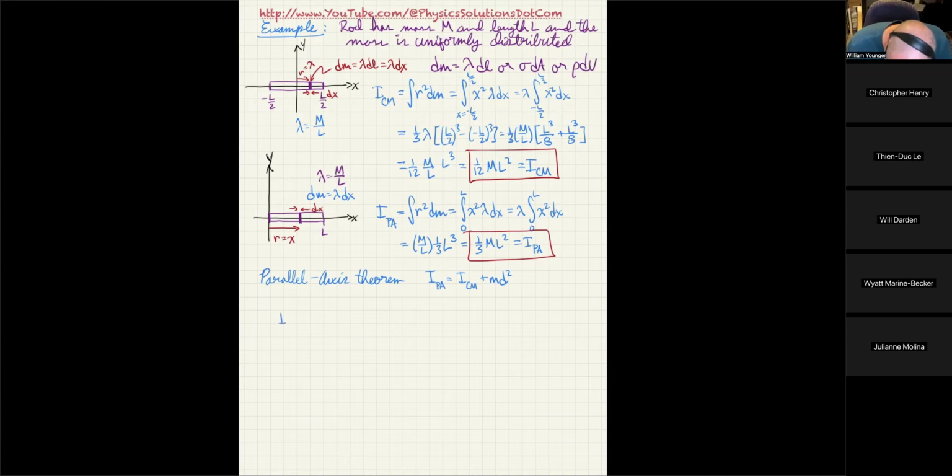So I_PA is equal to the moment of inertia about the center of mass. That's 1/12 ml squared plus m. Now the distance between the center of mass axis and the end axis is L over 2. So I'm going to put L over 2 and square that. Everybody see that that matches the formula for the parallel axis theorem that I was just writing down for you? Anybody have any questions on that?